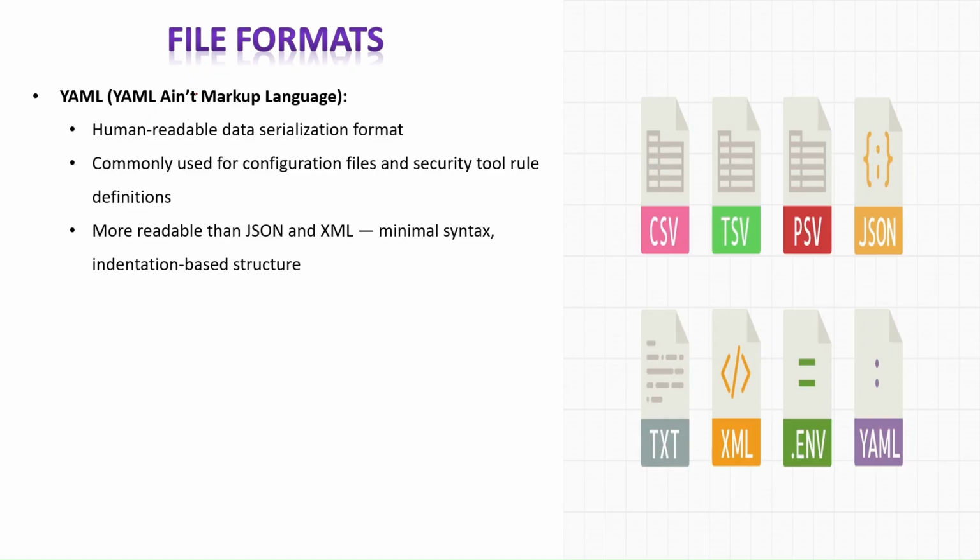Next is YAML, that is YAML Ain't Markup Language. So it is a human-readable data serialization format. It is commonly used for configuration files and security tool rule definitions, and it is more readable than JSON and XML, with minimal syntax and an indentation-based structure.